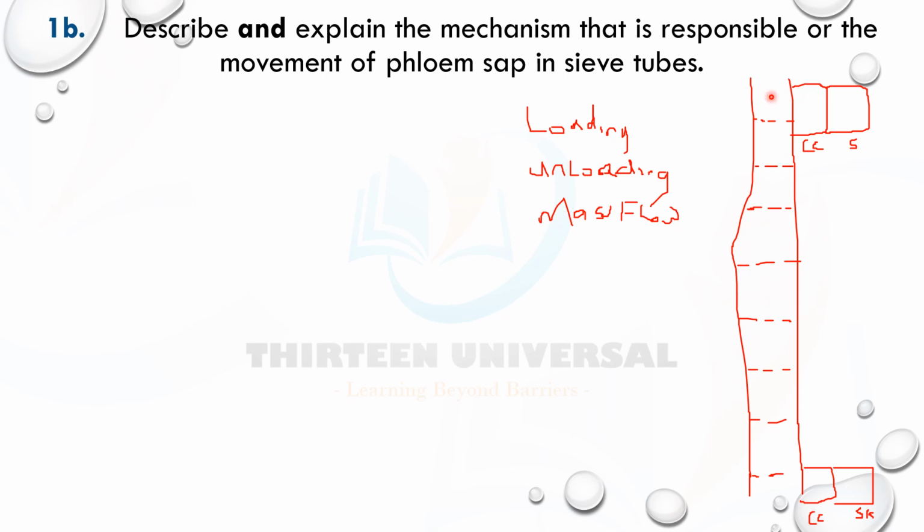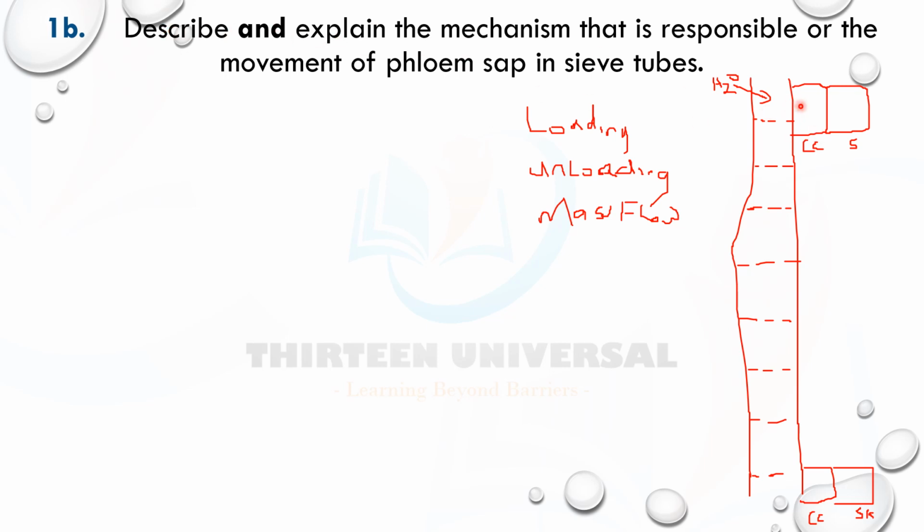So when it gets into the sieve tube element here, it lowers water potential. We have started now. Because water potential is lowered there, water moves in from neighboring cells by osmosis, so the volume of cell sap increases. Remember, we are looking at describe, how, explain, why.